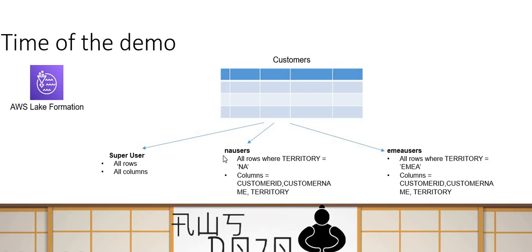Then I will have something called an NA user, North America user, you can say. And that user can see only customer ID, customer name, and territory, but where territory is equal to North America. Then we have the EMEA user, and the EMEA user has again the same customer ID, customer name, and territory, but where the territory is equal to EMEA. So row level filtering is on the EMEA. This is what I'm going to demonstrate in the demo, to see how you can define filters to control these 3 different types of access.